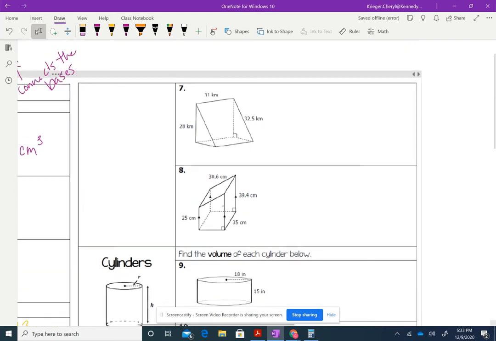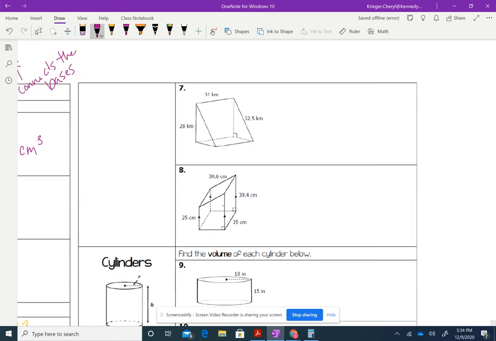So here is 7. I'll go back to purple. This is a triangular prism, not laying on its base. Here's the base. The base is facing us, kind of. It's at an angle, and we need to find the area of that triangle. So the area of a triangle is base times height divided by 2.